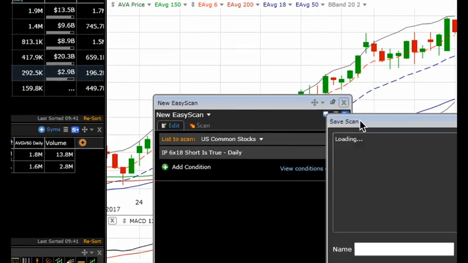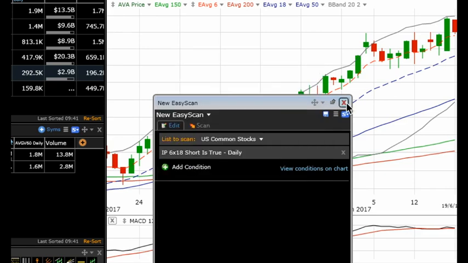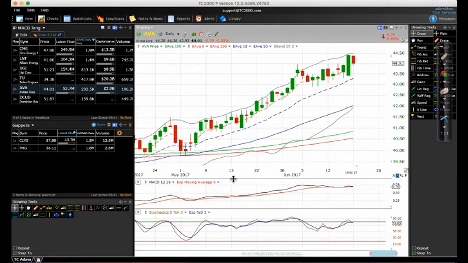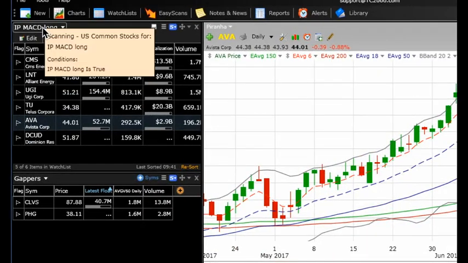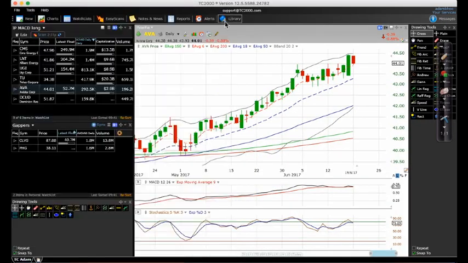So again, save it as impulse pullback 6x18 short, and click save. Now I'm not gonna click save because I already have it. I'm not gonna do another one, right? So you gotta click save, and again, once you have done all that, you have got your 4 easy scans ready to go. Okay, and you can find it over here, or I can click on this, and straight away you can see your 4 easy scans are ready to go. Right, there we go. 1, 2, 3, 4. So once it's there, every day I will then screen for those trades.